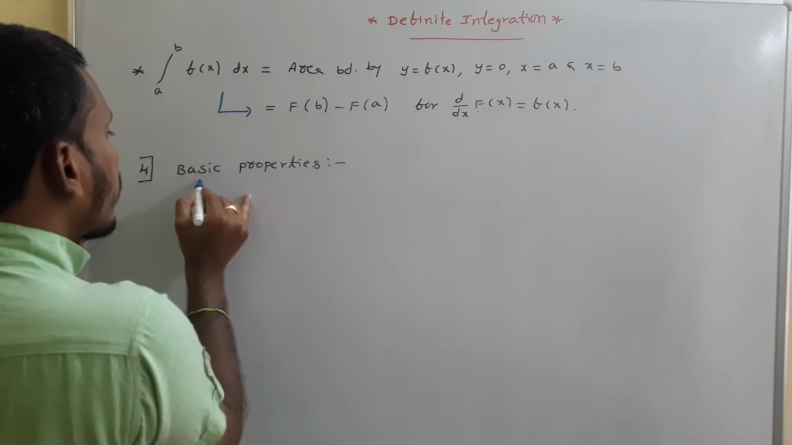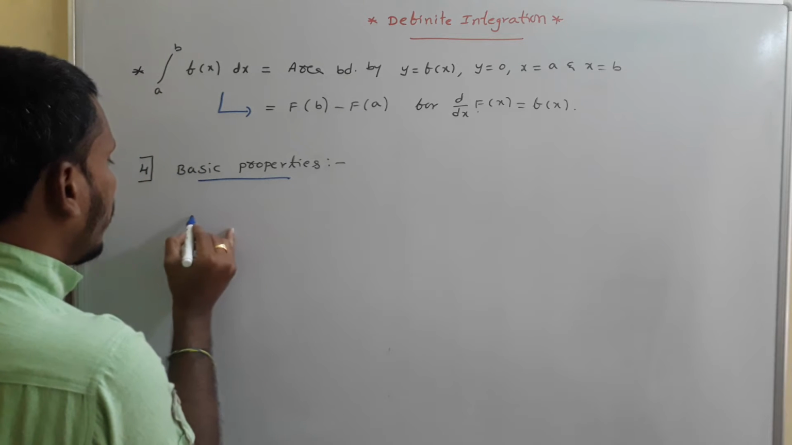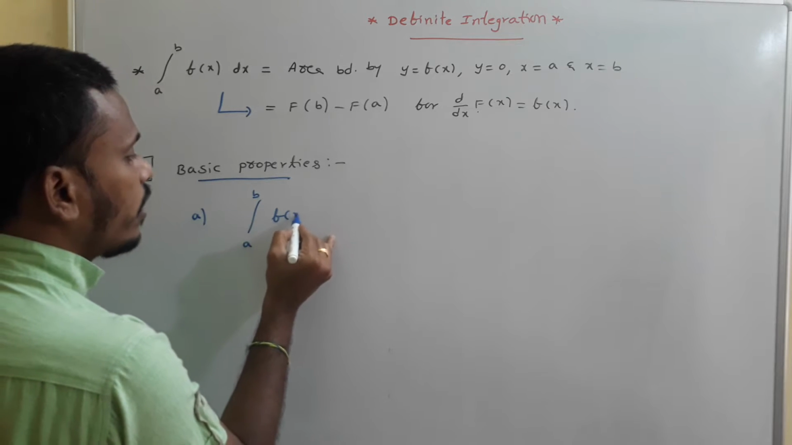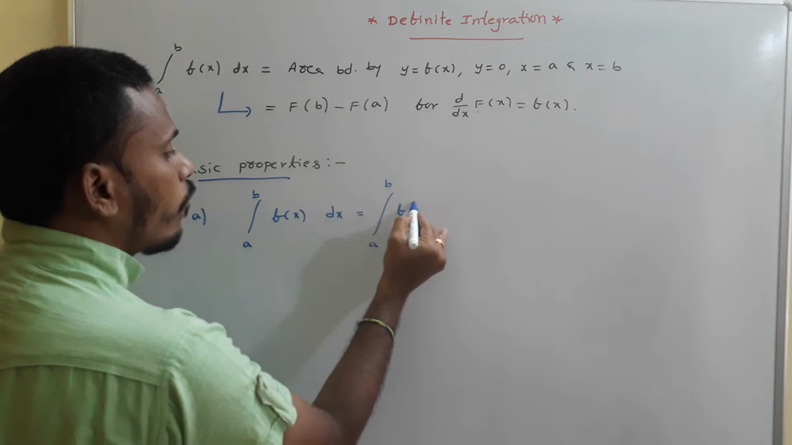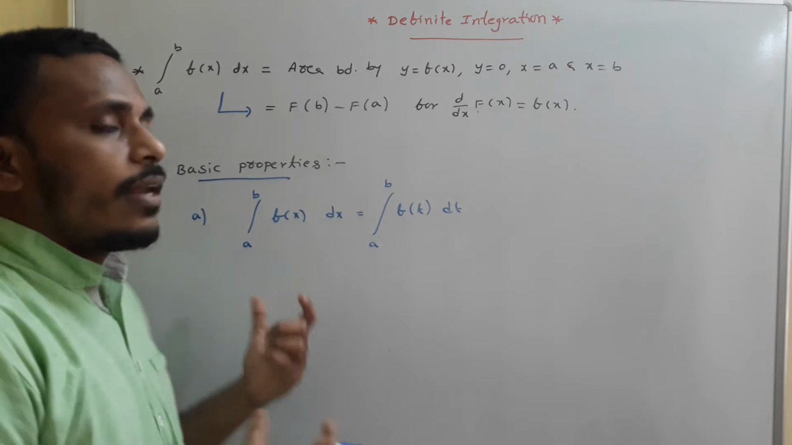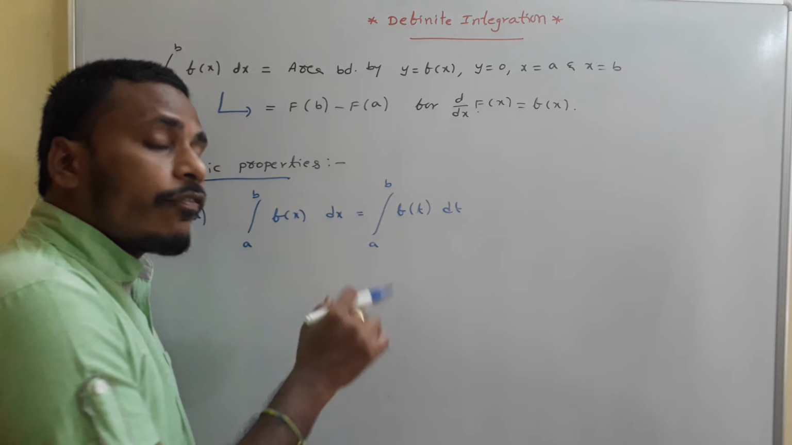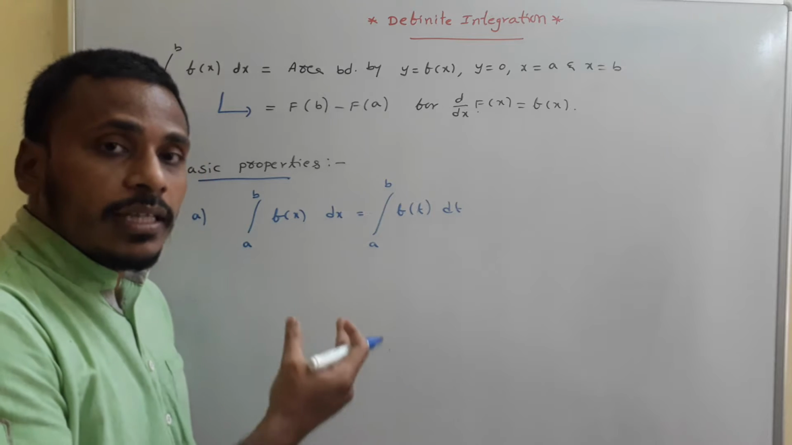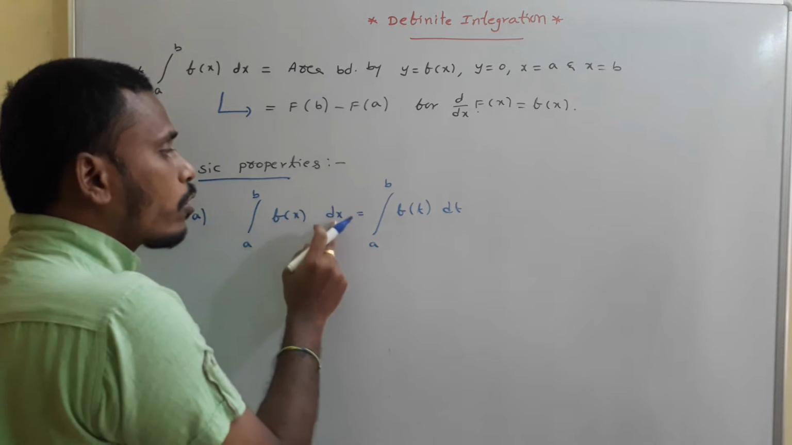Now we are going to discuss some basic properties related to this definite integration. One of the basic properties is, see, integral a to b f of x dx is equals to integral a to b f of t dt. Both are same, right? We call it the change in variable property or dummy variable property. Here the variable is dummy. This variable won't affect the value of the integral. This variable won't affect the area bounded by the curve with the x-axis and with the lines x is equals to a and x is equals to b. So don't bother about the variable.